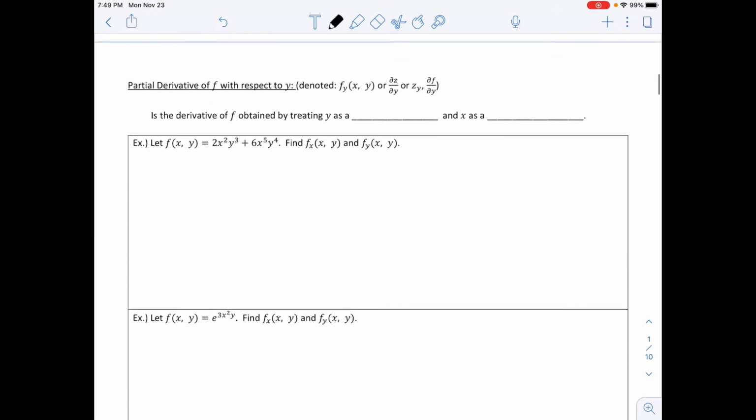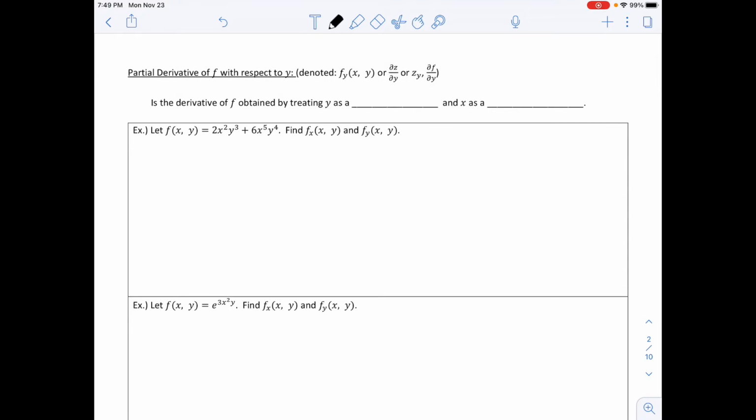And then on the next page at the top, it says partial derivatives of f with respect to y. This time it's with respect to y, the other one is with respect to x. It is going to be denoted f sub y of x y, or the partial of z with respect to y, or z sub y, or the partial of f with respect to y. And since it's taking the derivative with respect to y, it's going to be the derivative of f obtained by treating y as the variable, and this time x is going to be treated as a constant.